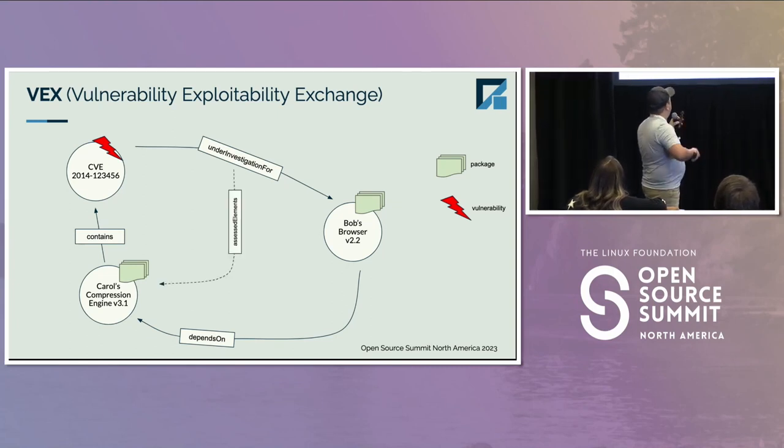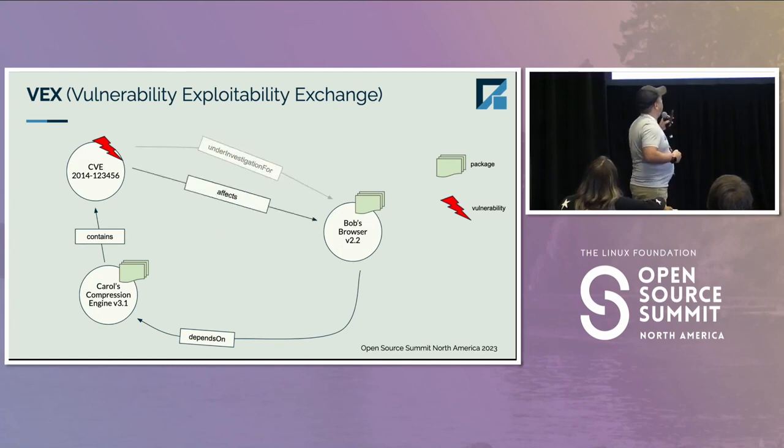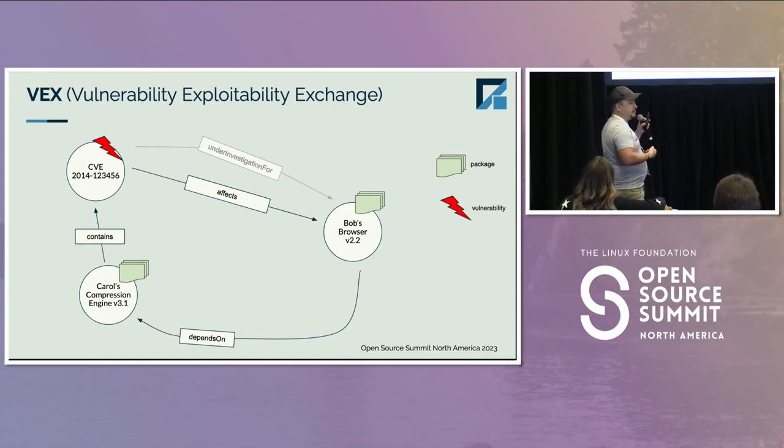And then after that, the under investigation relationship has a field where it lets you point out, I'm looking at this CVE in my browser, but looking at it through, because I know it's contained in Carol's compression engine v3.1. And then the next one is Bob will determine, okay, I'm affected. He sends the affected message on the wire, and people can react to it. So you can enact policy because all of this is machine readable. So if your idea is, okay, I should patch, I should take care of it in my own hands, this is your starting message that you should start acting.